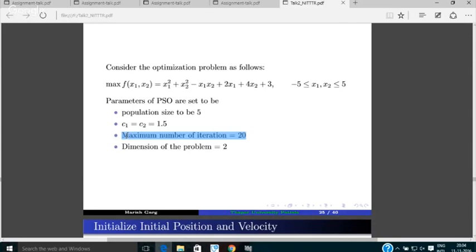Take the difference between your last objective function value and the current objective function value. If it is less than your error, say 10 to the power minus 3, which is your demanded accuracy, then you can terminate the algorithm. Otherwise, the maximum number of iterations is 20, 250, whatever is set.